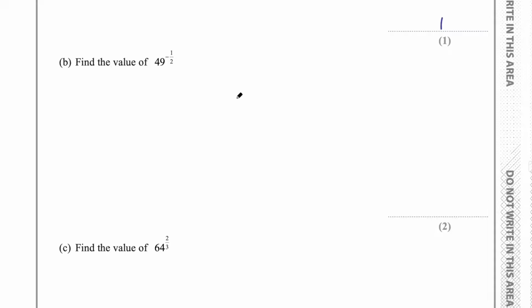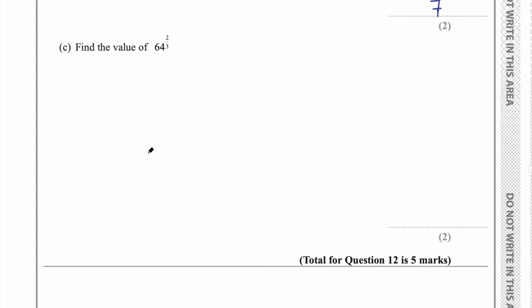Part B says, find the value of 49 to the power of -1/2. Any negative power means that's 1 over that thing. So this is like 1 over 49 to the power of a half. And anything to the power of a half is like the square root, that's what that means. So this is the same as 1 over the square root of 49. So this is going to be 1 over 7.